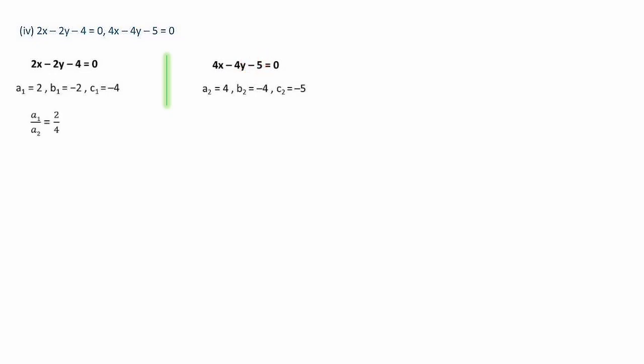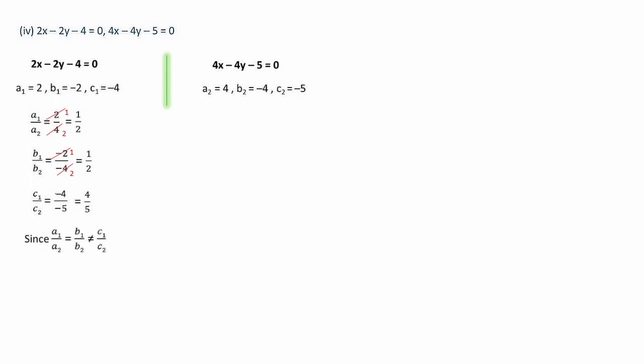Then a1 by a2: when you cancel 2 and 4, you get 1 by 2. So a1 by a2 is 1 by 2. For b1 by b2, b1 is minus 2, b2 is minus 4. When you cancel 2, you get 1 by 2. Minus minus also can be cancelled. Then c1 by c2 is minus 4 by minus 5. Here the minus can be cancelled and we get 4 by 5.